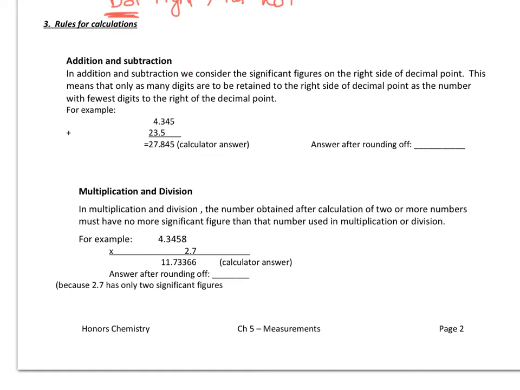It says in addition and subtraction, we consider the significant figures on the right side of the decimal point. This means that only as many digits are to be retained to the right side of a decimal point as the number with the fewest digits to the right of the decimal point. That's very wordy. Basically, what they're saying is that your answer should have the least precise decimal place.